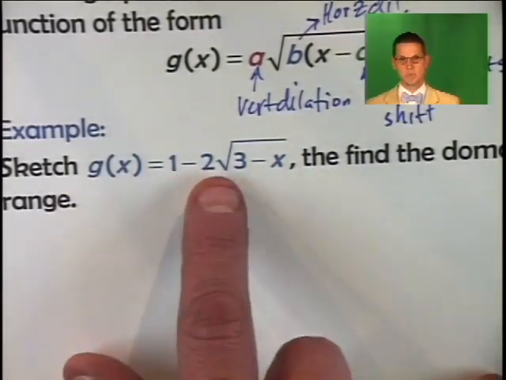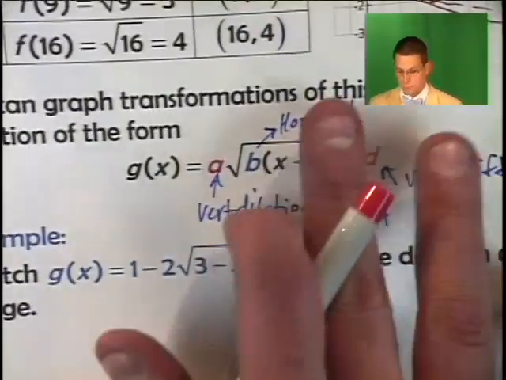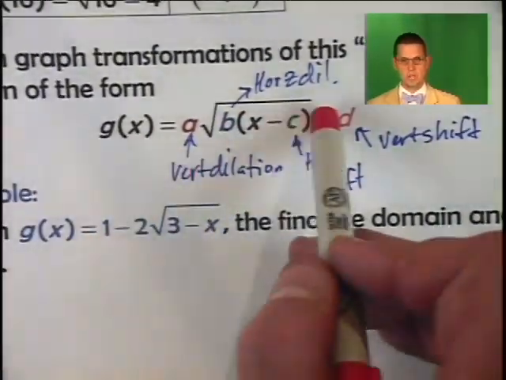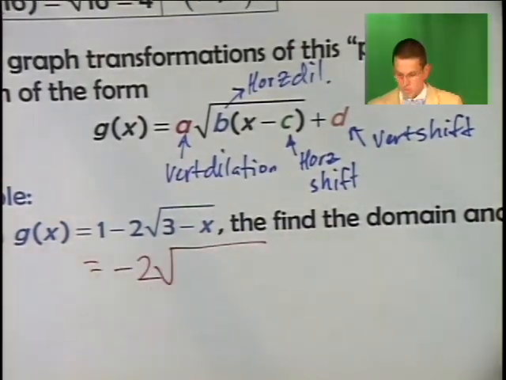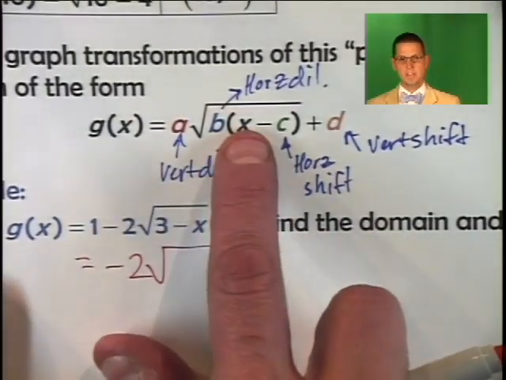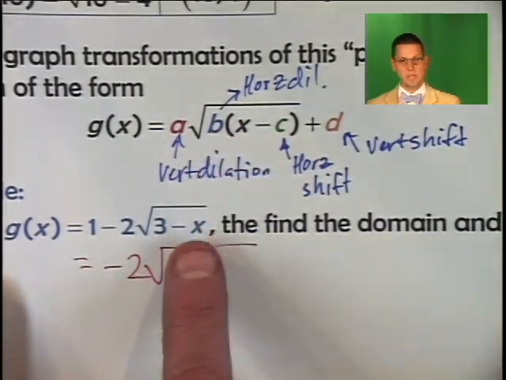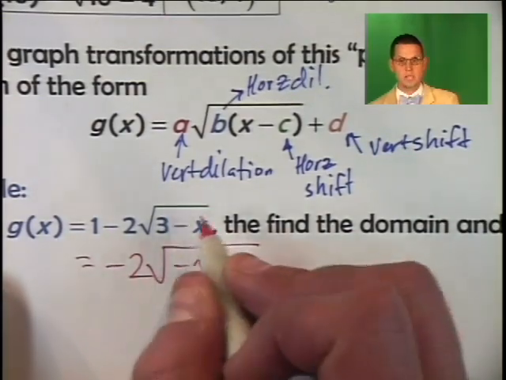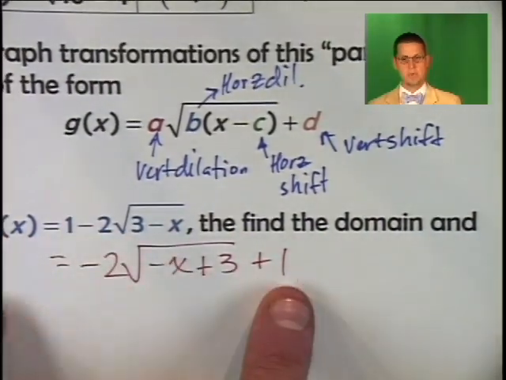We'll call it g of x equals 1 minus 2 times the square root of 3 minus x. Your first step is to put it into standard form, which is this form right here. Okay, so I want my a to be in the front. I want this plus 1 to be my d in the back. So I write that as negative 2 square root of. Now notice I need to have an x minus c, and any coefficient of x needs to be factored out. So first thing I need to do is rewrite that as negative x plus 3. So my x is first. And then remember that plus 1 that was in the front, I put it at the back.